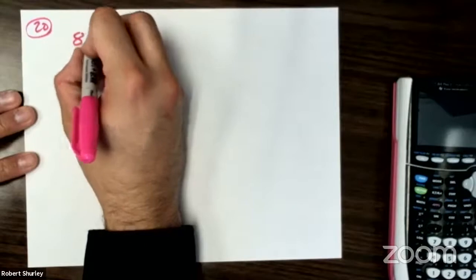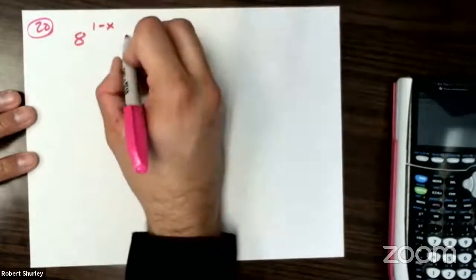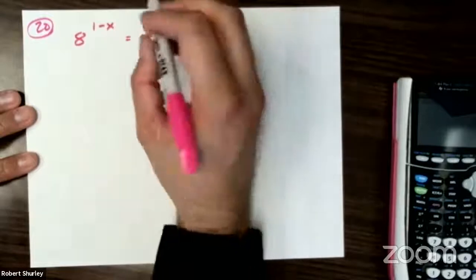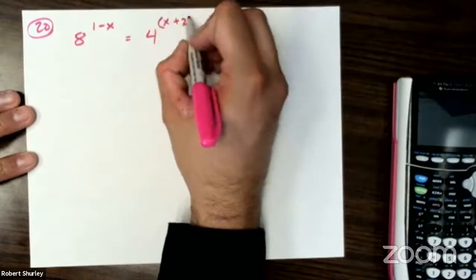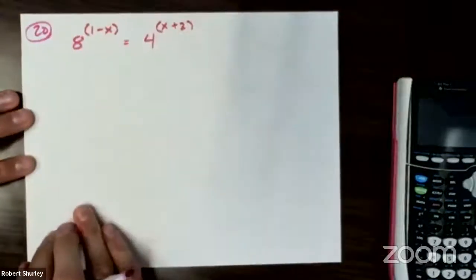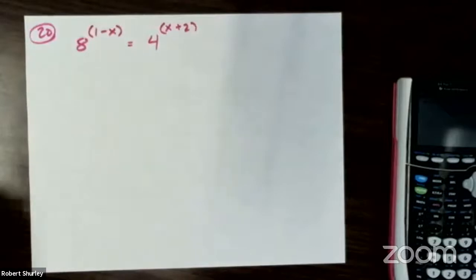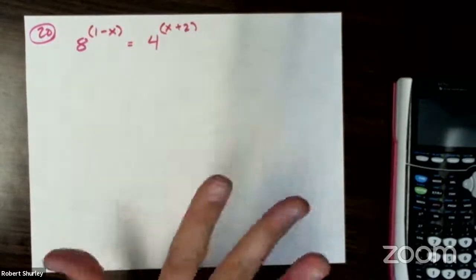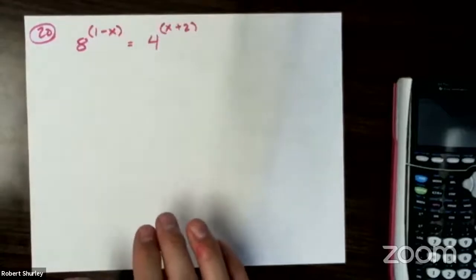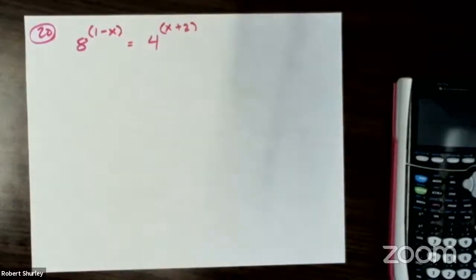8 raised to the (1 minus x) equals 4 raised to the (x plus 2). Right off the bat, I'm going to put parentheses around exponents just so you can clearly see it's in the exponent. And I'm going to tell you, sit tight. This is going to take a little bit of time to solve, okay? Watch me. I'm going to try to go as slow as I can because this is the type of question I get the most emails about on this section. You know, can you please go over this one again? I don't get it. And I understand it's not easy.